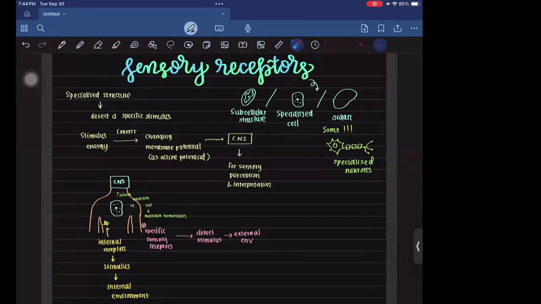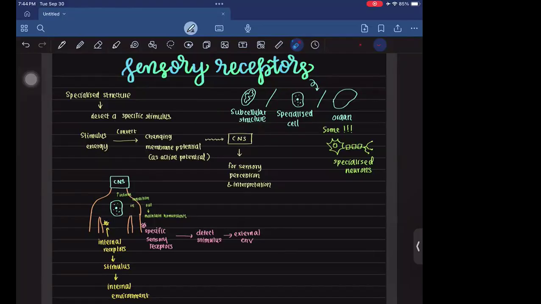So what can the sensory receptor be? If you ask how does a sensory receptor look like, it can be a subcellular structure, it can be a specialized cell, or it can be an organ. Is that all? No. They can also be a specialized neuron. Remember this, they can ask you this in the MCQs. It can be a specialized neuron as well.